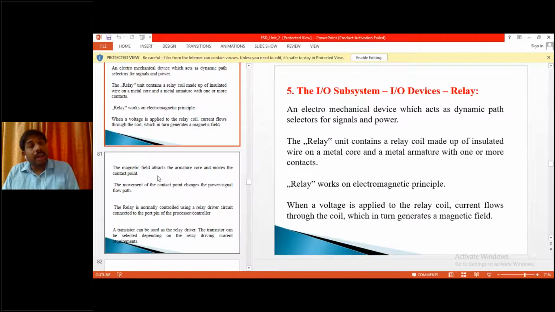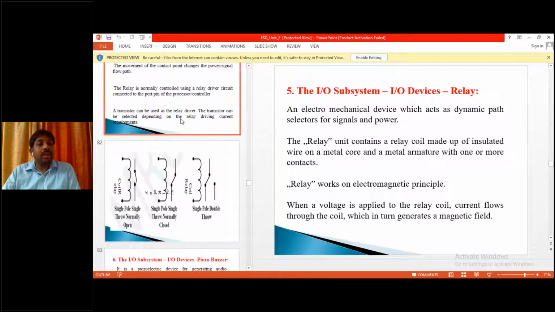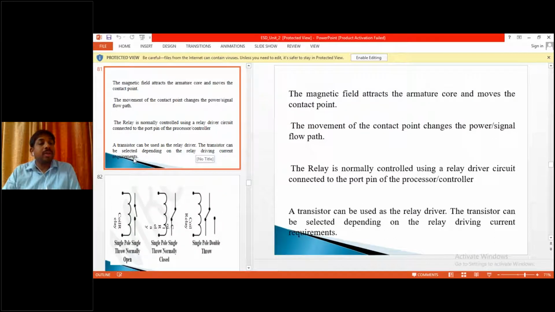So there is a relay driver circuit which is controlling the relay, connected to the port pin of the processor. A transistor can be used to act as a relay driver. The transistor can be selected depending on the relay driving current requirements. So your transistor is selected depending on the relay driving current requirements.